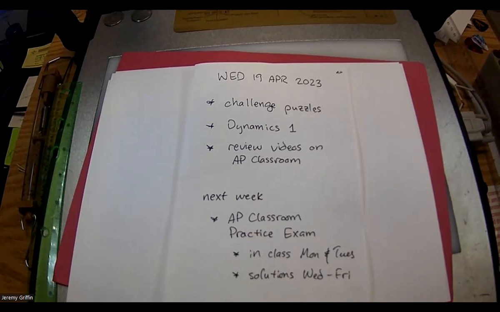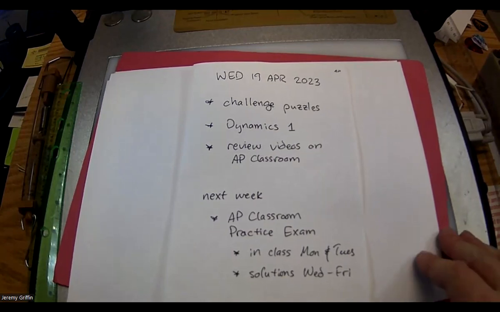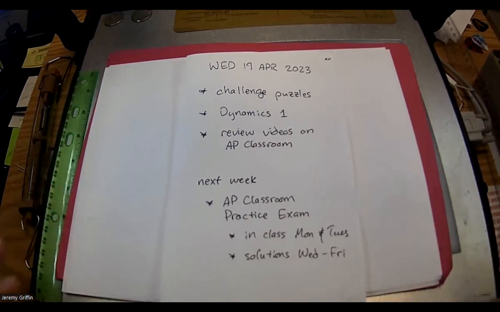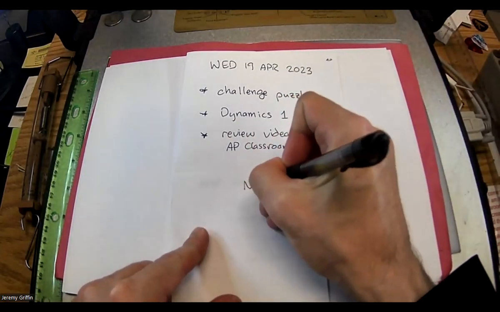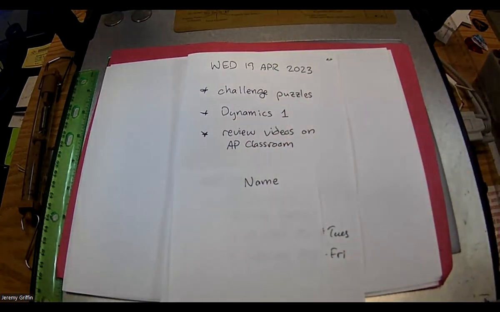All right, so let's switch over to AP Classroom questions. You guys have a quarter page in front of you, right? On this quarter page, write your name. I'm going to pick this up from you. I'll have you score yourselves as we go along.